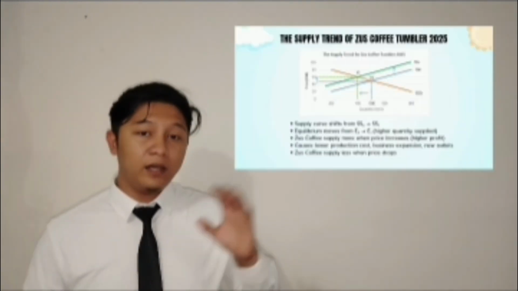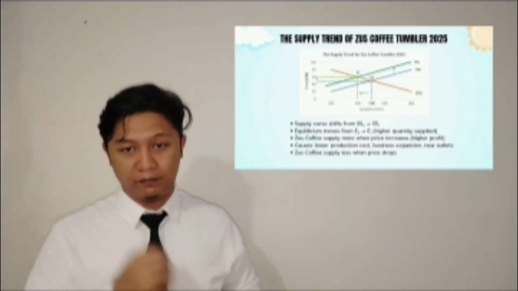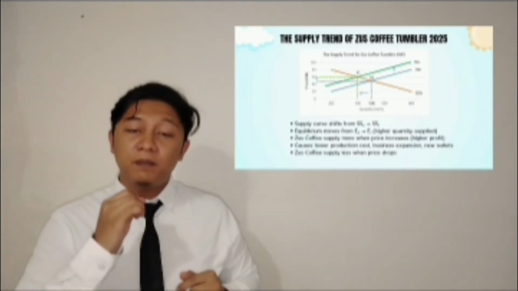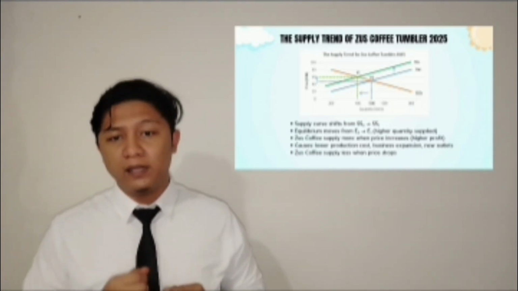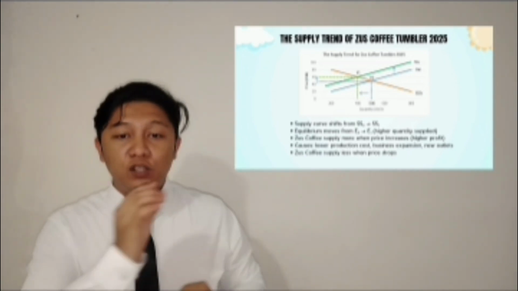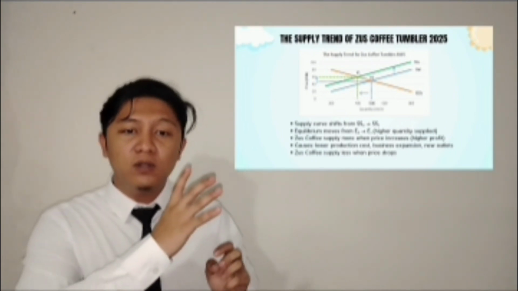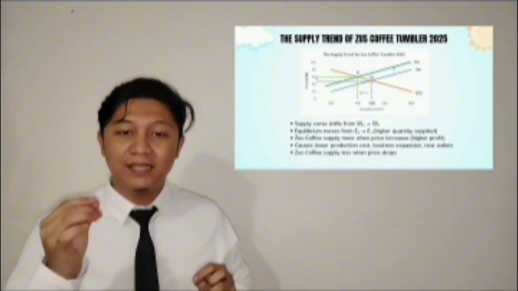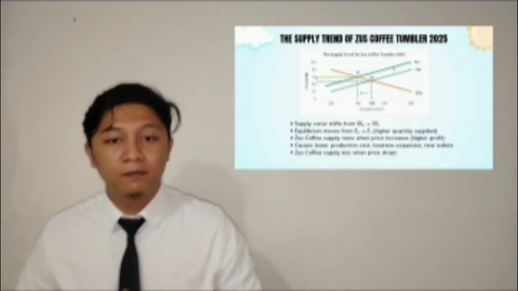The second diagram shows the supply trend. Here, the supply curve shifts from S0 to S1 and the equilibrium moves from E0 to E1. This shows that Zus Coffee is supplying more tumblers, usually when price increases or production costs decrease.